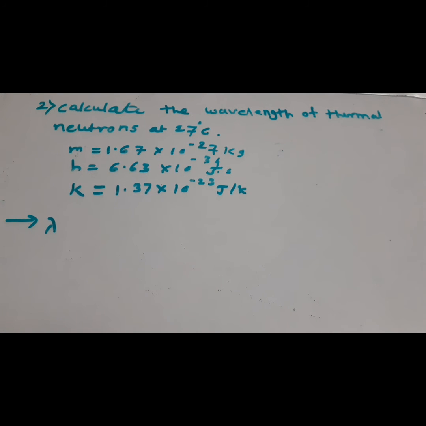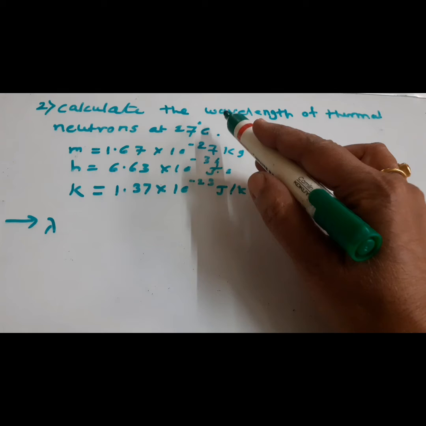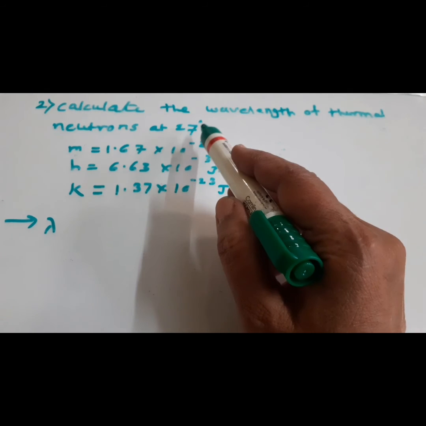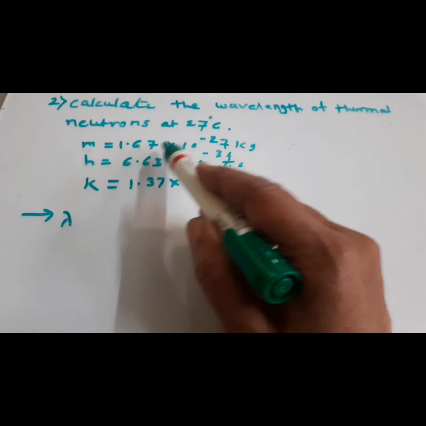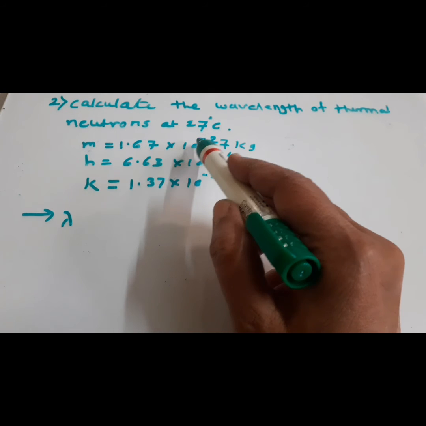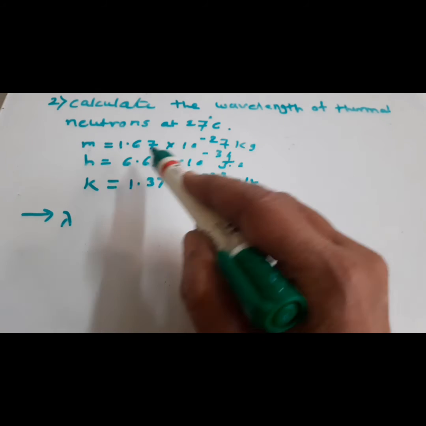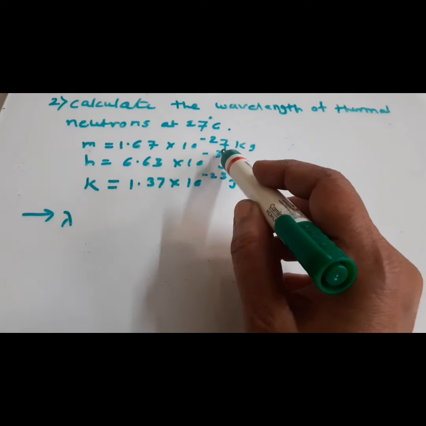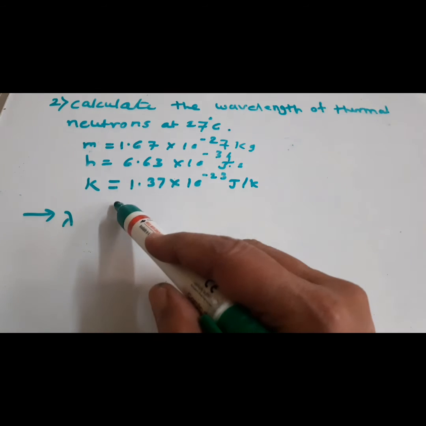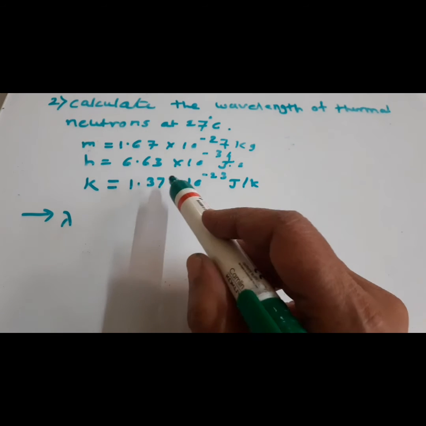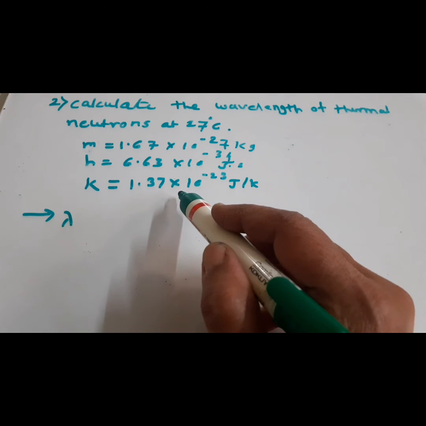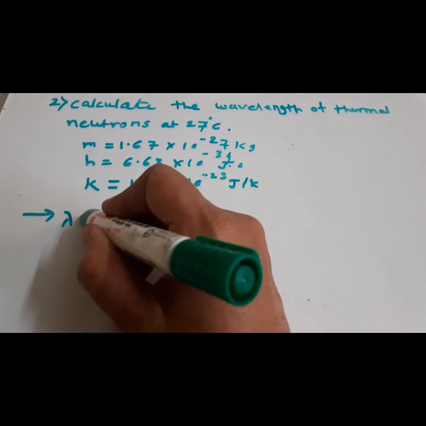Again I will revise the example. Calculate the wavelength of thermal neutrons at 27 degrees Celsius. Here m is equal to 1.67 into 10 to the power minus 27 kg, h is equal to 6.63 into 10 to the power minus 34 joule second, and k is equal to 1.37 into 10 to the power minus 23 joule per Kelvin. By putting the values, lambda is equal to what?